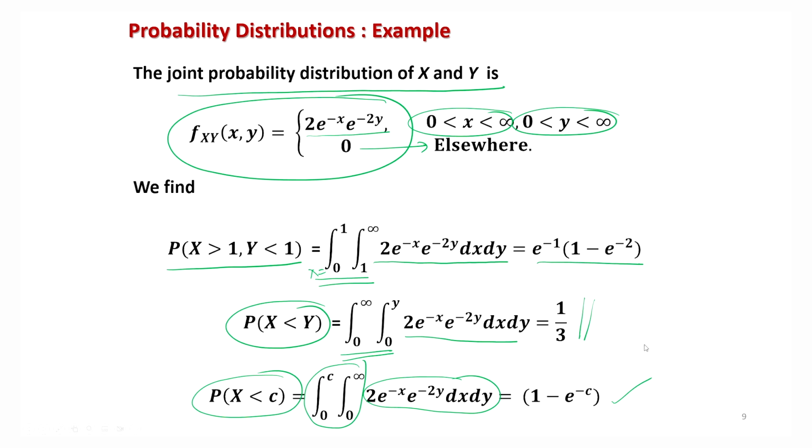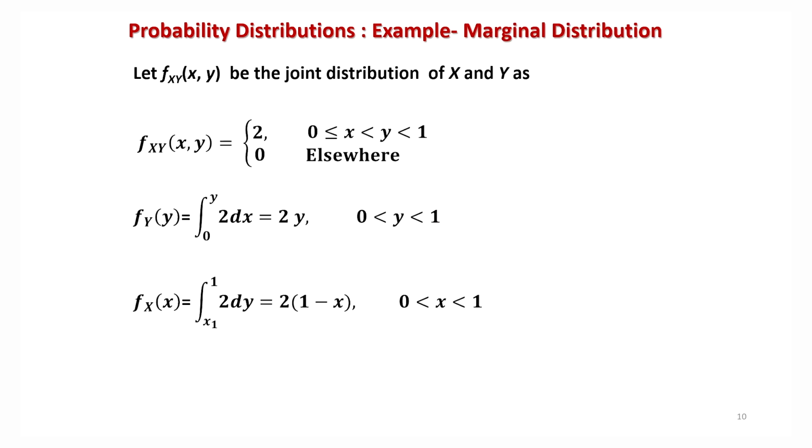Right. So now you can see different types of these probabilities can be computed from this joint probability density function. Now, we consider another example to show you the application of marginal distribution.